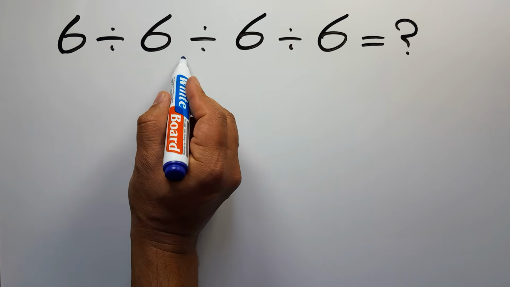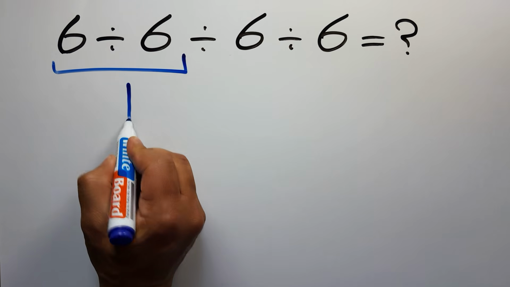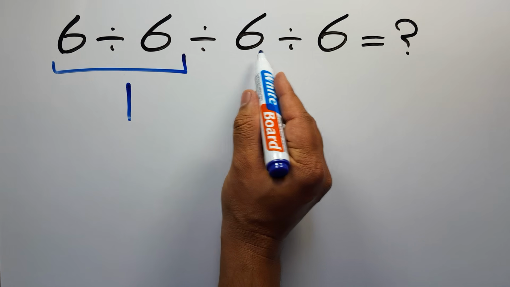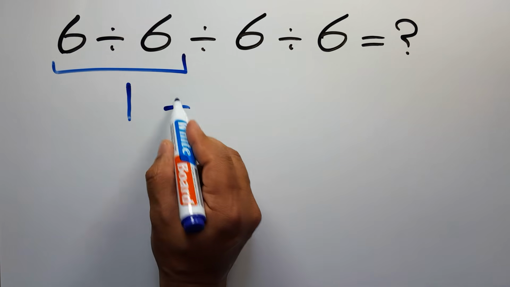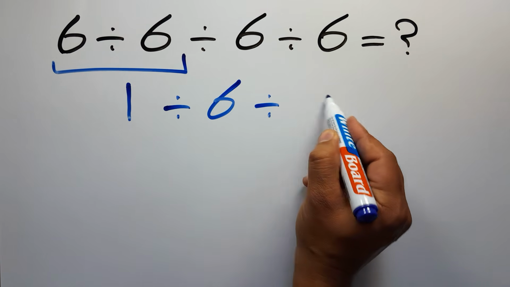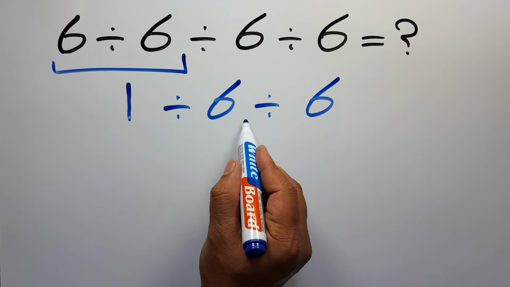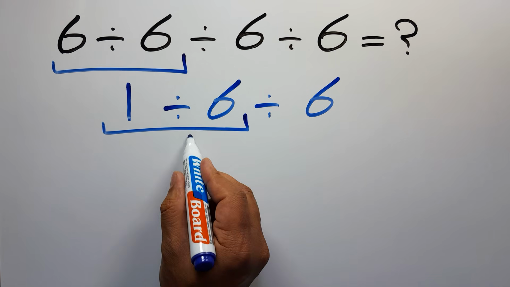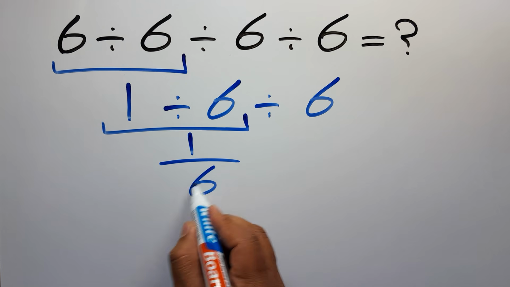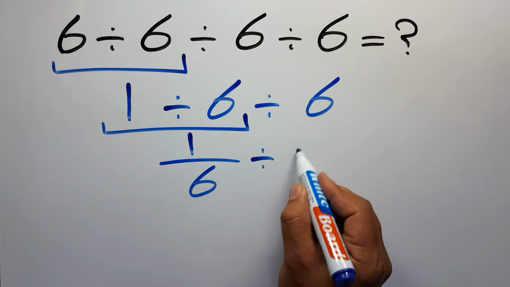6 divided by 6 equals 1. So we have 1 divided by 6 and again divided by 6. Now we have to do this division. 1 divided by 6 can be written as 1 over 6. Then divided by 6.